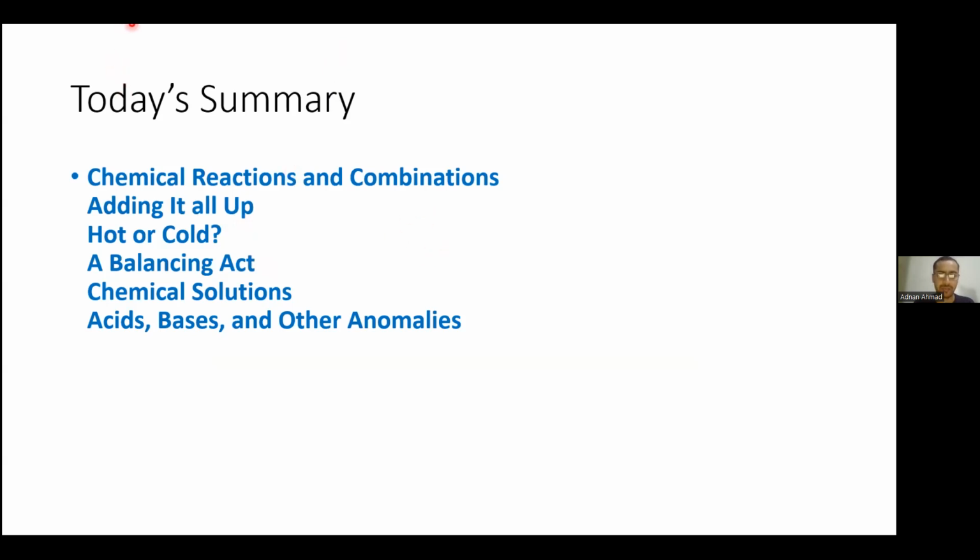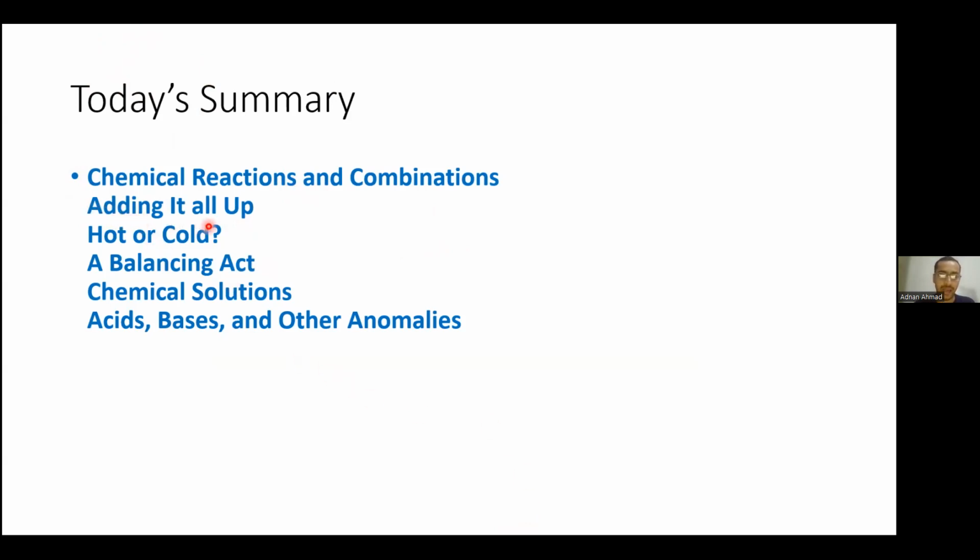So if we have to summarize, we started from chemical reactions and combinations, and we talked about different types of chemical reactions. We talked about the displacement reaction, the decomposition reaction, and the synthesis reaction, right? So these were the different types of chemical reactions that we discussed.